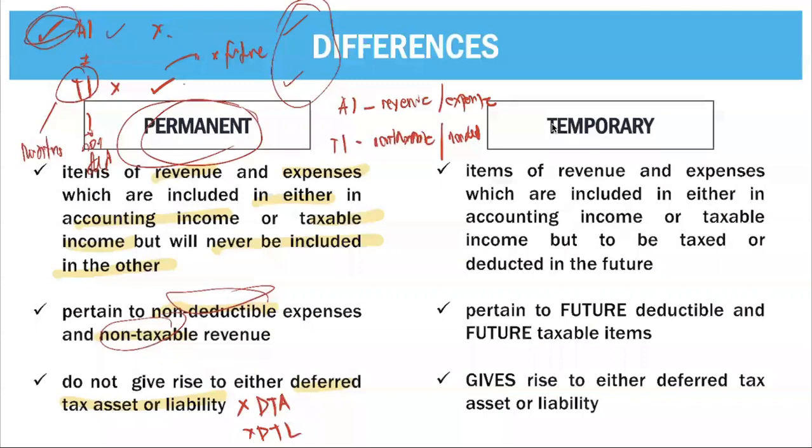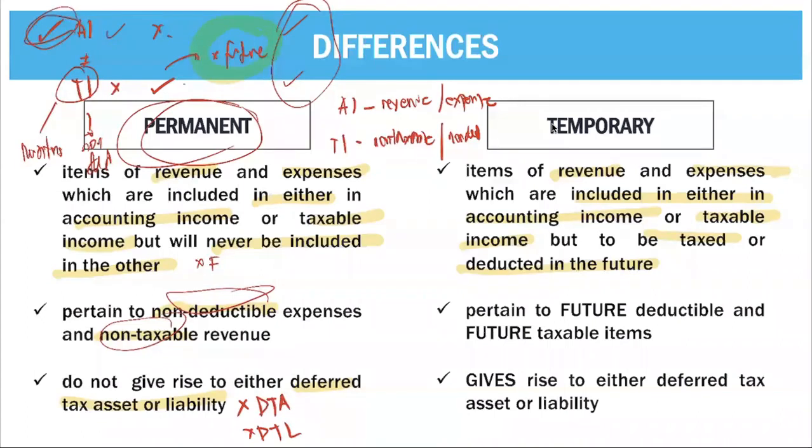Then we have your temporary difference. So what is a temporary difference? These are items of revenue and expenses which are included in either accounting income or taxable income, but to be taxed or deducted in the future. So a while back in your permanent difference, we cannot really reconcile it in the future. Remember, you cannot reconcile this in the future because it is a permanent difference.